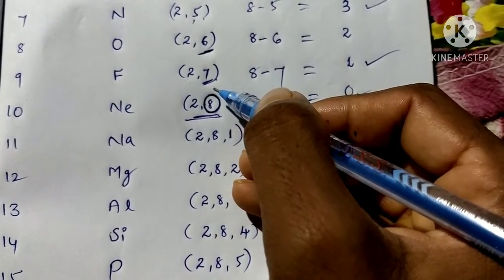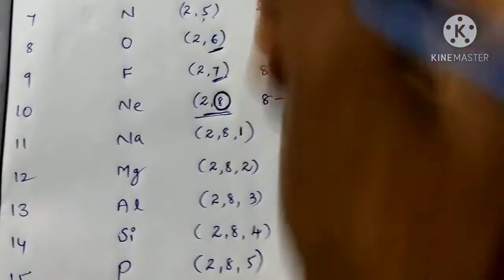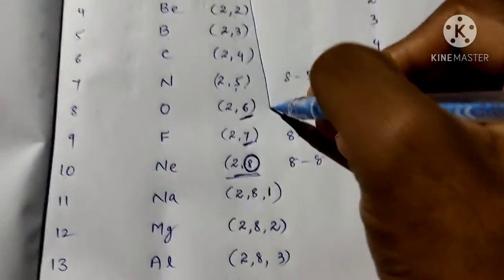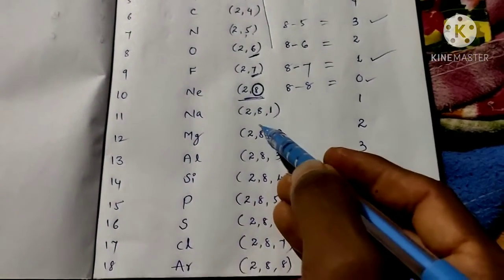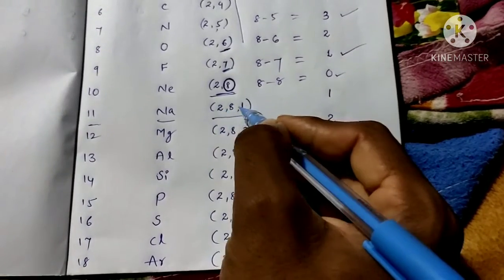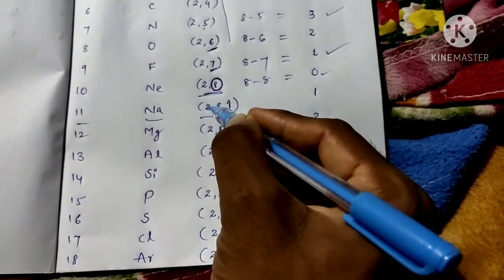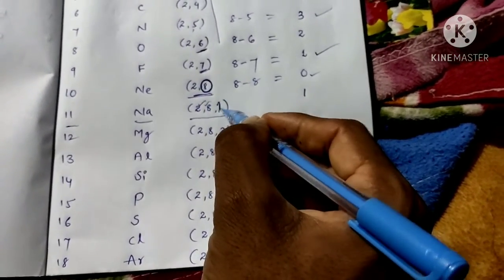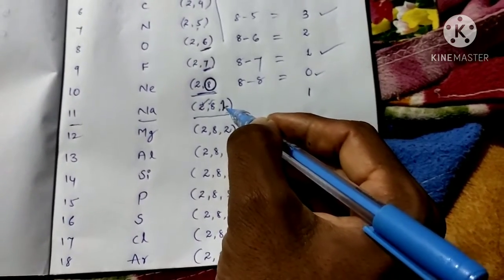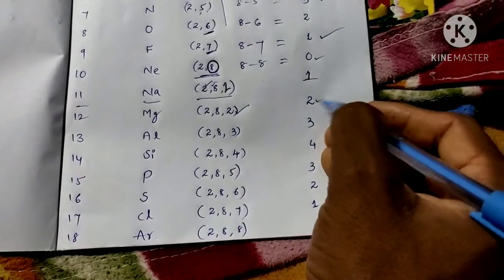Before that, to find valency you should know how to write the configuration of elements, then only you can easily understand this. Okay children, right? And let us see sodium, the 11th atom. Configuration is 2, 8, 1. See, sodium has 3 shells: first shell, second shell, third shell. The first 2 shells are completely filled and the third shell has only 1 electron, so the valency is 1. Next, magnesium, 2 is the valency.